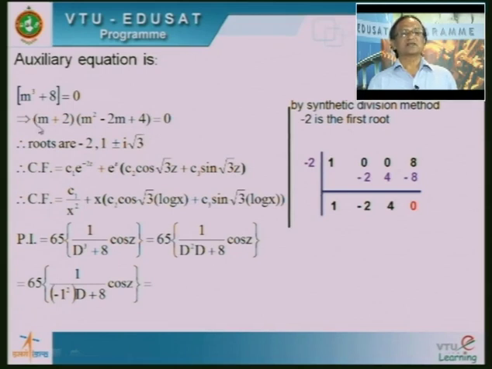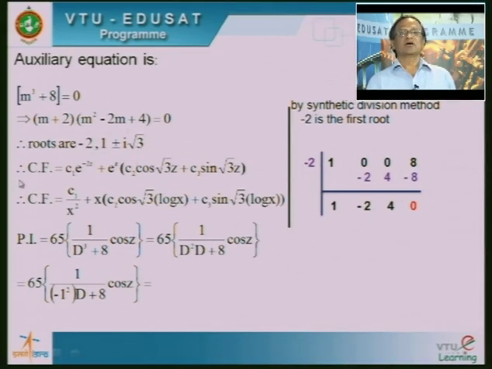So, it is understood that m plus 2 is equal to 0 or m square minus 2m plus 4 is equal to 0. m is equal to minus 2 is the first root. Again, it is a quadratic equation. You know the standard formula. You can obtain the roots from this equation. I can obtain 1 plus or minus i into root 3 using the quadratic formula. So, it means one root is minus 2, and the other two roots are complex.